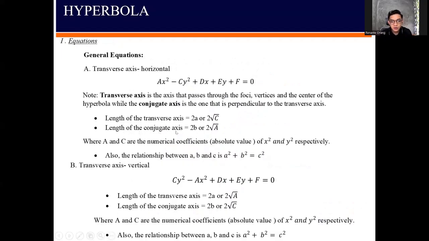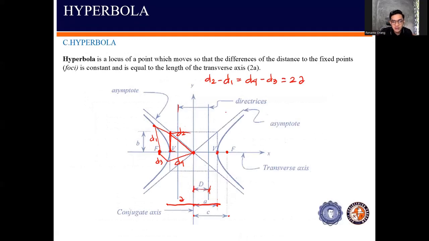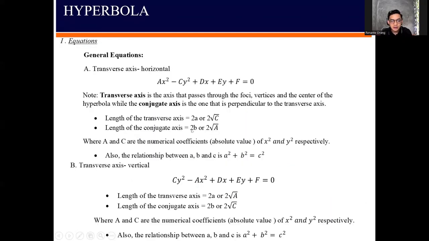So, length of our conjugate axis is 2b. Ibig sabihin, ito, papunta dito. This is our b and another b. Okay. So, that is 2b or 2 then square root of a. So, where a and c are the numerical coefficient or absolute value of x squared and y squared respectively. So also, the relationship between a, b, and c is that a squared plus b squared is always equivalent to c squared. So parang kabaliktaran siya sa ating parabola and sa ating ellipse, kumbaga.